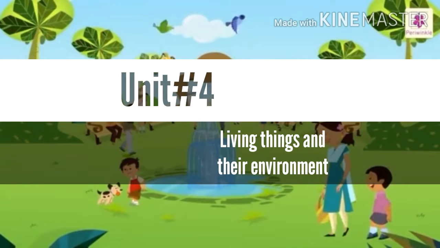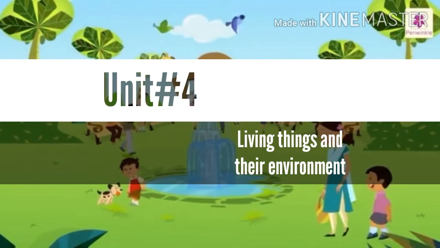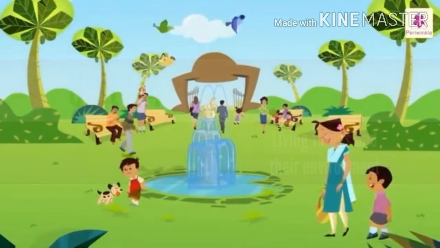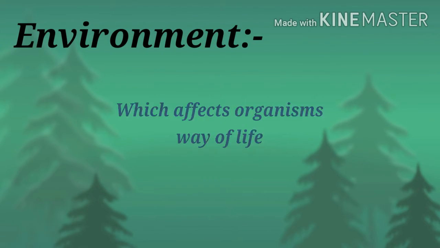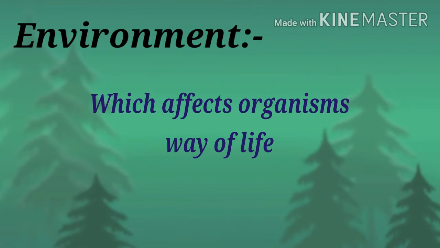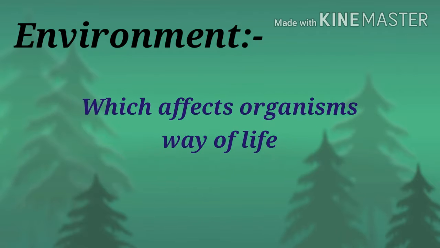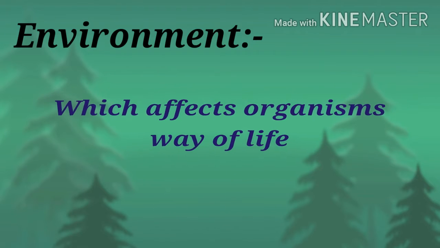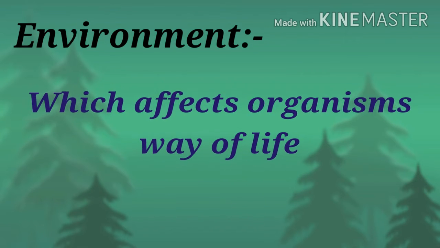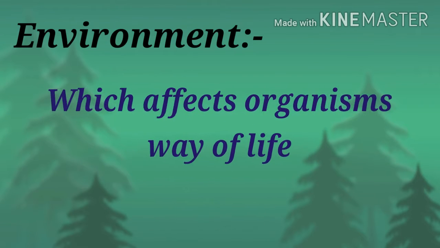Today we start unit number 4, living things and their environment. Now let's start. The first definition is environment. What is an environment? All those things that are around an organism and which affect its way of life are called its environment. The number and types of animals and plants that live in a particular environment.